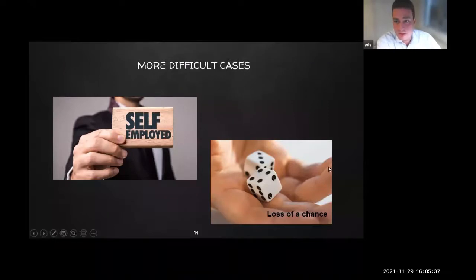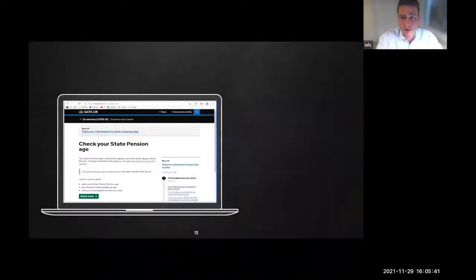So those are probably the two most difficult areas that we end up dealing with. And I'm going to move on now to looking at the multiplier. So all of the slides up to now, I've really been looking at the multiplicand and the annual earnings and whether or not you need to consider any increases to those.